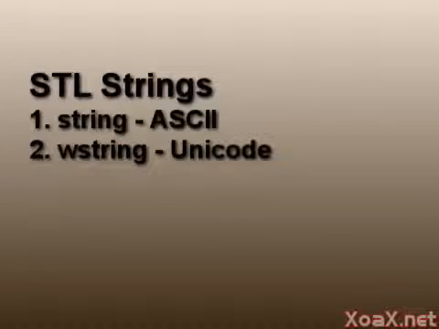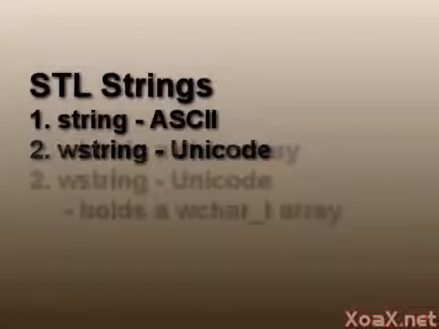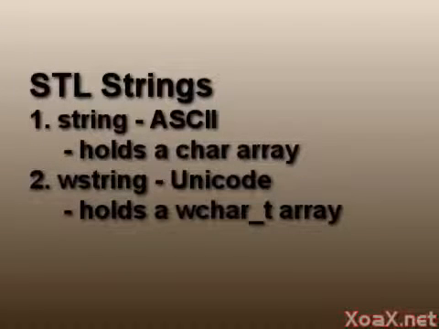First off, we point out that there are two types of string objects. There's a string and a W string. As you might guess, these correspond to strings that are composed of ASCII and Unicode characters respectively. Internally, these string objects hold arrays of chars and wide chars, which are resized as needed.